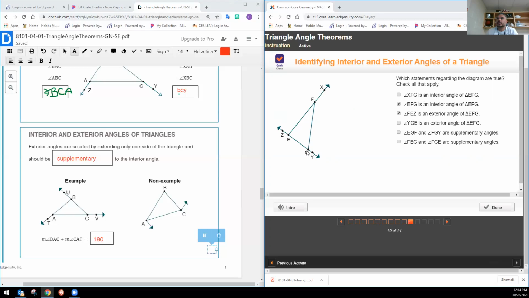YGE is an exterior angle, so that's true. EGF and FGY are supplementary angles, that's true. And let's see, FEG and FGE are supplementary? FEG and FGE, that is not true. Exterior angles are angles created by extending the sides of the triangle. Now let's look at a theorem involving exterior angles.